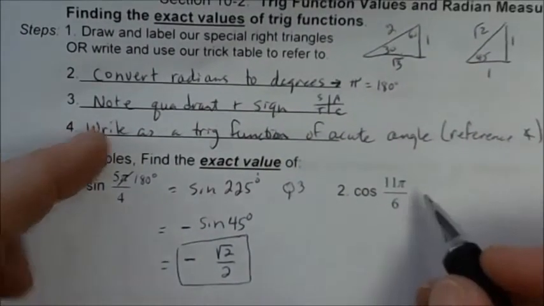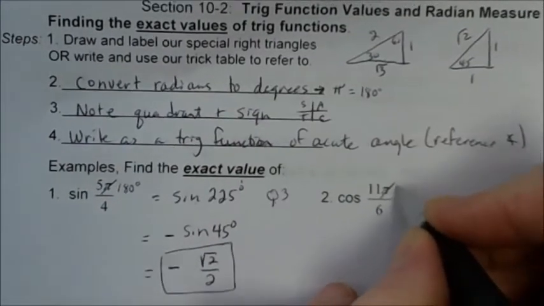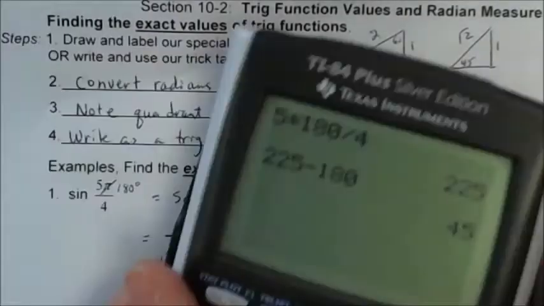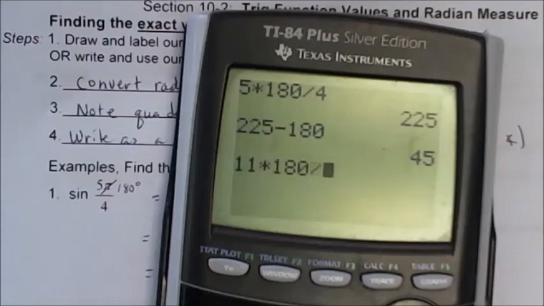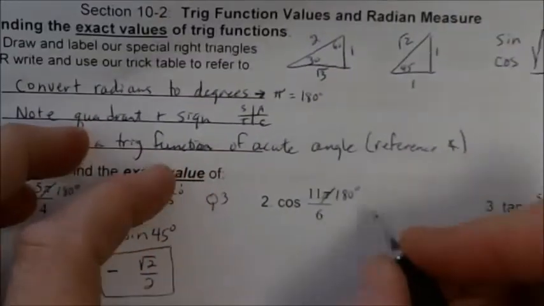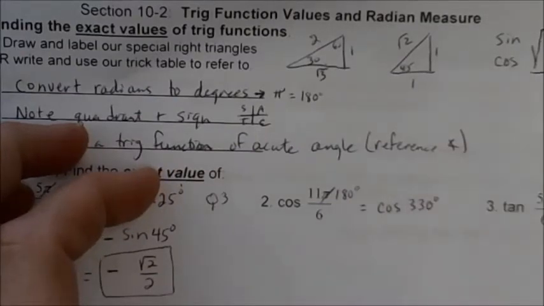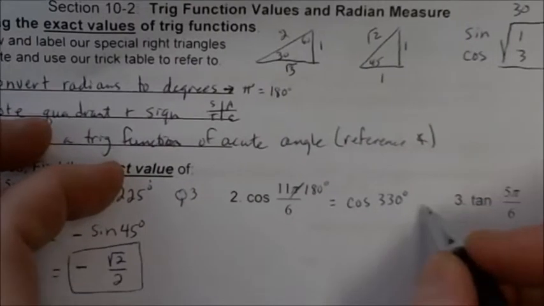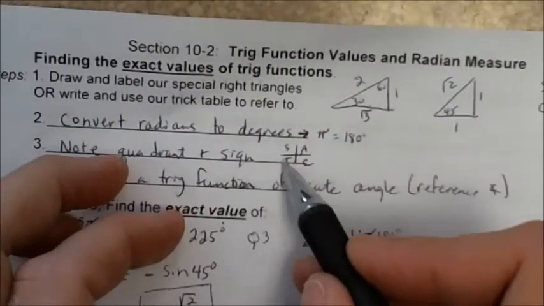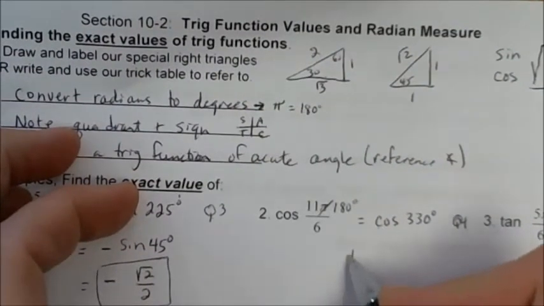The next problem: cosine of 11 pi over 6. Well, pi radians is equal to 180 degrees. So 11 times 180 over 6 is equal to 330 degrees. So what we're really asked for is the cosine of 330 degrees. Well, 330 degrees, that's a quadrant 4 angle. And if you look at All Students Take Chemistry, the cosine of quadrant 4 is positive.